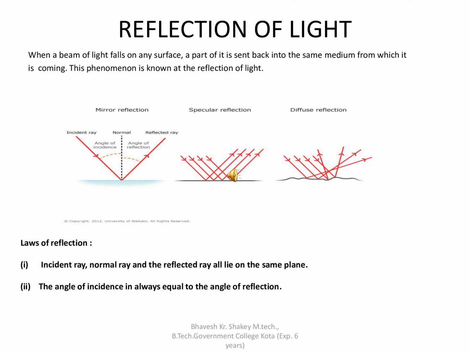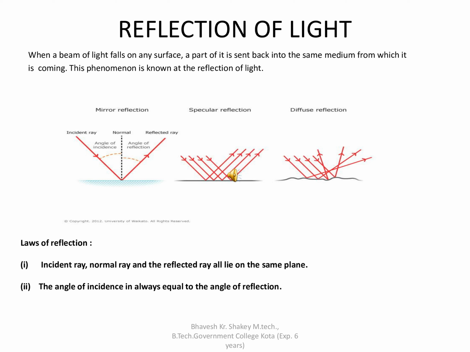a small letter i. Now the light ray will reflect back, and the light ray which is reflected back is called the reflected ray. As you see in the diagram, the angle the reflected ray makes with the normal at the point of incidence is called the angle of reflection. That angle of reflection we denote by a small letter r. So this is the definition of reflection of light, and these are the terms we need to know.